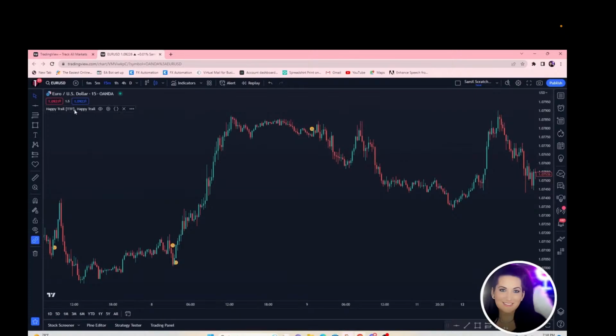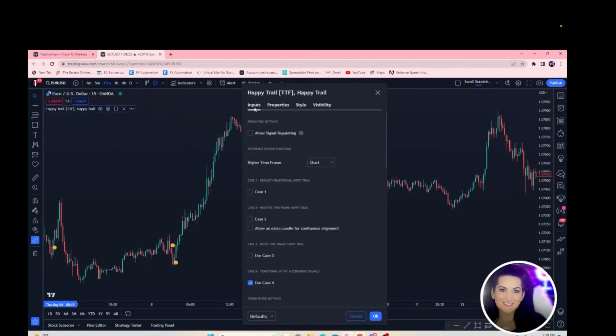What you're going to do is hover over your Happy Trail indicator that is in the upper left-hand corner, and select the wheel. This is your settings wheel, and you are going to come to inputs. Make sure that you have case 4 selected. Please make sure that you only have one case selected at a time. If you have multiple cases selected, an error will occur and none of the data will load. If this occurs, please unselect the case that you do not want to use and only have the case that you want to use selected.